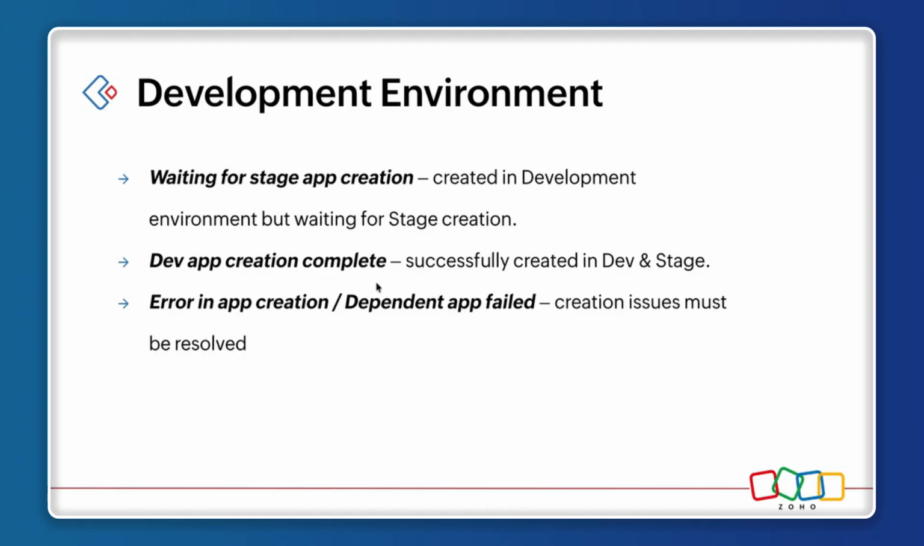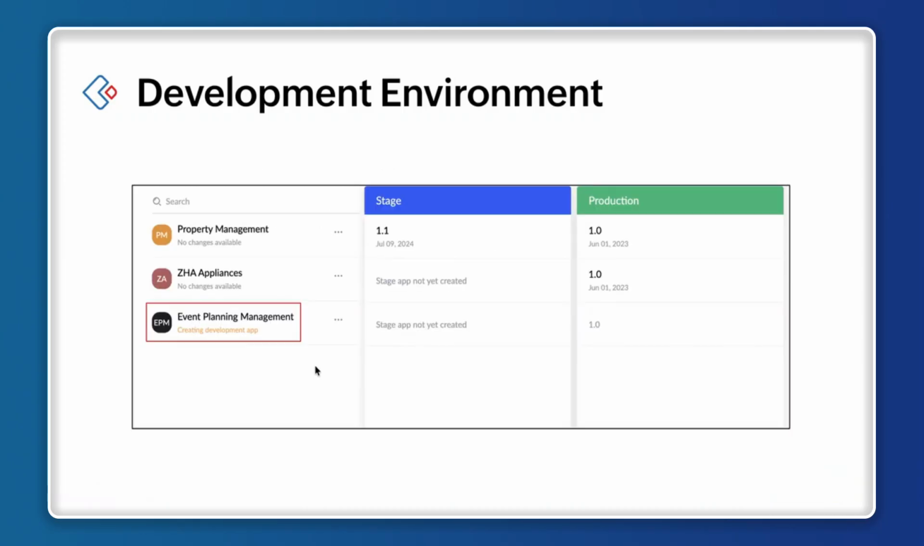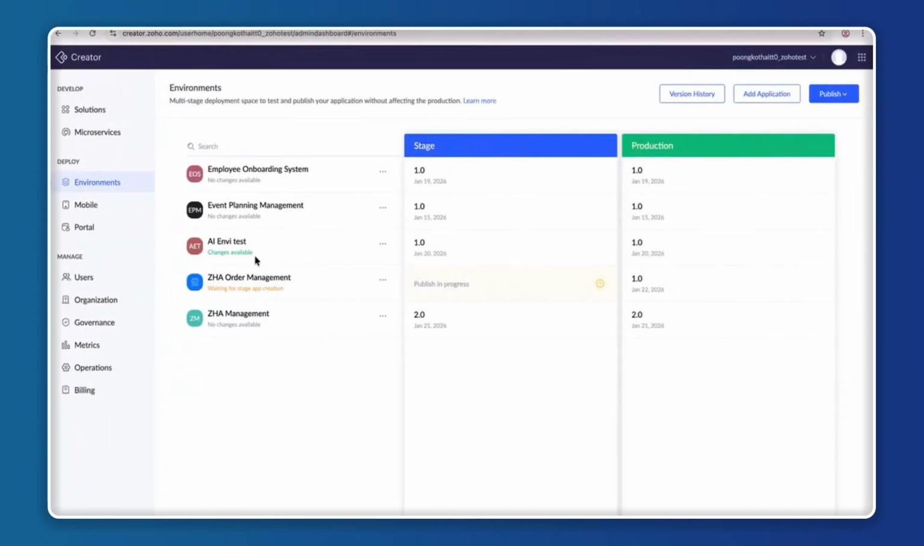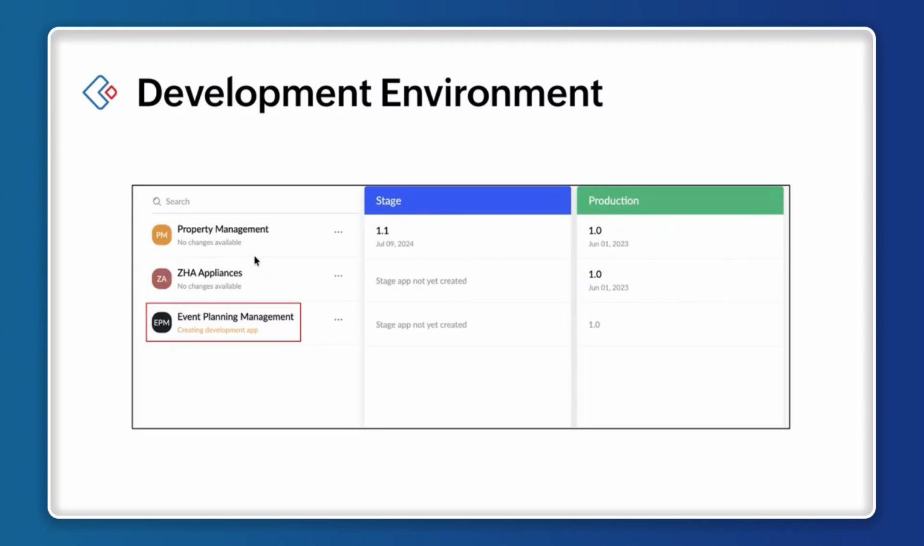And once the development app creation is completed, this is how the notification would look. In case you have any error during the development creation or the app creation within the environment, you will receive this error in app creation. Similar to the development environment, we have a few other statuses for the staging environment as well. Before we enter into the staging environment, you can see this is a sample screenshot that we have added for the development environment status. So you can see we have creating a development app, and we have no changes available, and here we have the changes available, right? Apart from this, we do have a few more statuses that we saw earlier, right?